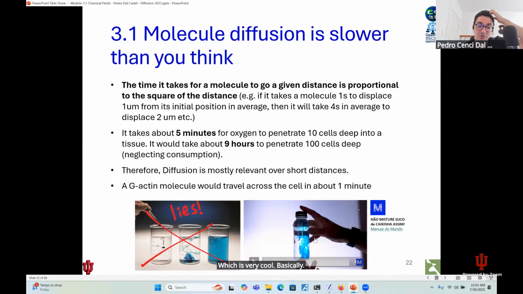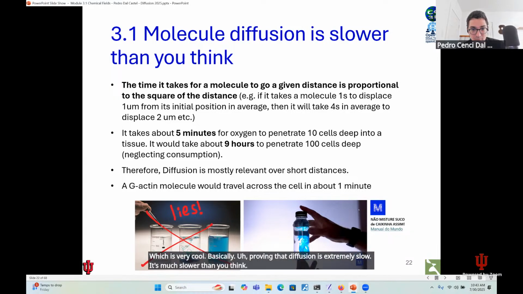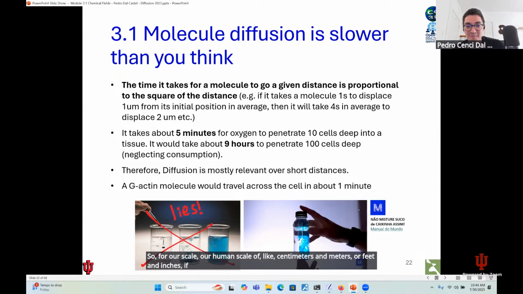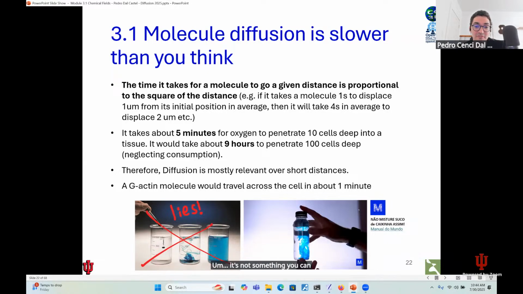Basically, proving that diffusion is extremely slow. It's much slower than you think. So for our human scale of centimeters and meters, or feet and inches if you're American, it's not something you can perceive. It's not something you can observe, but it is effective at short distances of micrometers and tens of micrometers, like inside a cell, between cells.